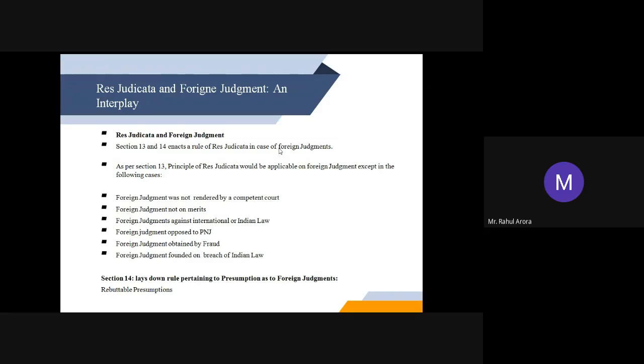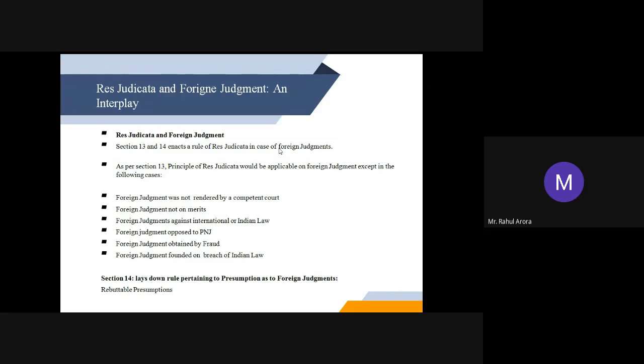The third point is a foreign judgment against international or Indian law. If the judgment rendered by the foreign court is against the law laid down under international law or by the Indian law, then also the same would not be applicable in India.